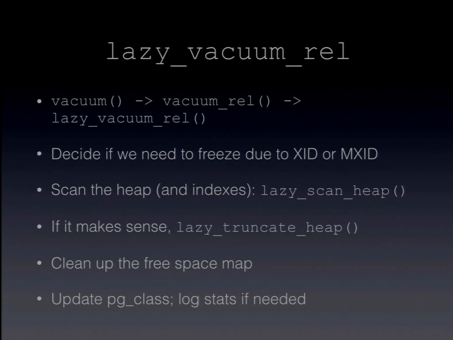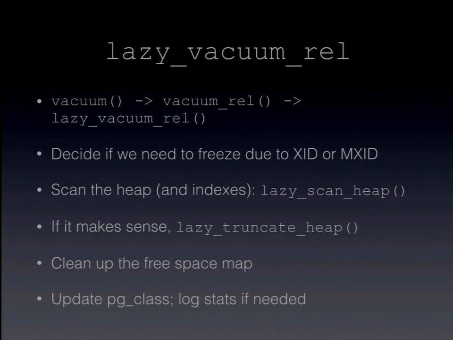Lazy vacuum rel. First thing it does is figure out, do we need to freeze this table? There are a couple of configuration settings that control this, and they basically say if the rel frozen XID or the rel min MXID column in PG class, not PG database, in PG class, is old enough and it falls within our vacuum threshold, it then decides, okay, this is going to be a freeze vacuum.